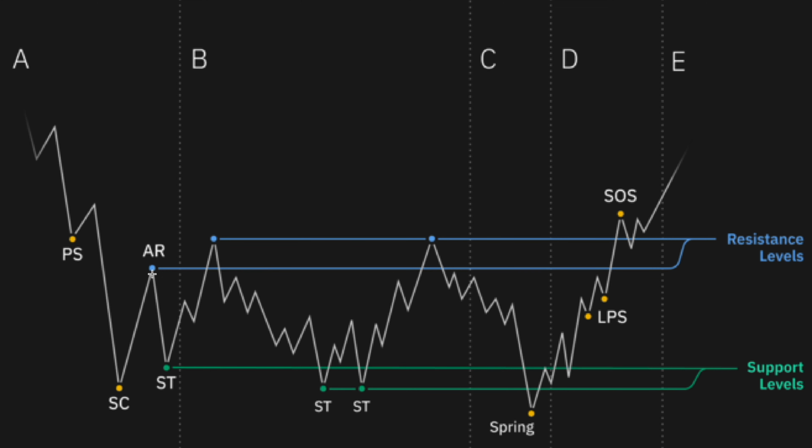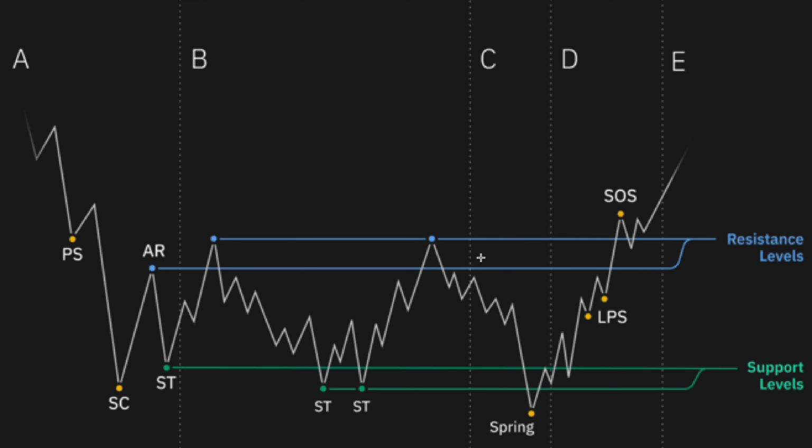You've got two support levels created by the rally and the secondary test, as well as anything else that happens in this range. You don't have to be strict with it being the automatic rally and the secondary test. It can be just the highs and lows that are formed in this range. To be honest, most of this stuff that we've covered so far is more concept, and it's not what I look for when I trade the Wyckoff method, but it is always good to just know why you're trading it.